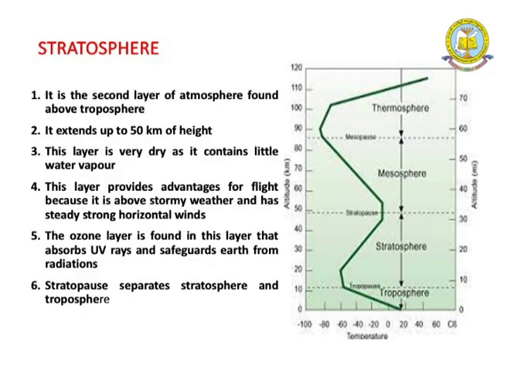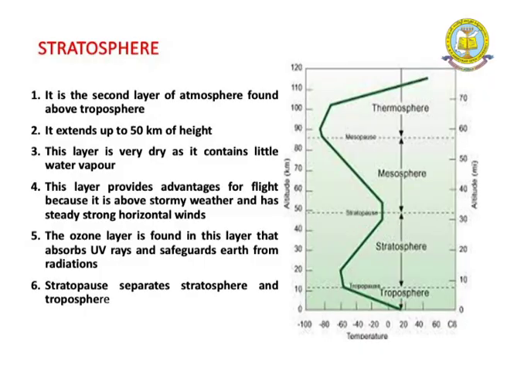The next layer is the stratosphere, which is the second layer of the atmosphere, found above the troposphere. The height of the stratosphere is 50 kilometers. This layer has very dry air, where the water vapor content is very, very less. One of the most important characteristic features of the stratosphere is that it provides advantage for flight, because it is above stormy weather conditions and has steady strong horizontal winds. So, this layer is very amicable for flying aircraft.